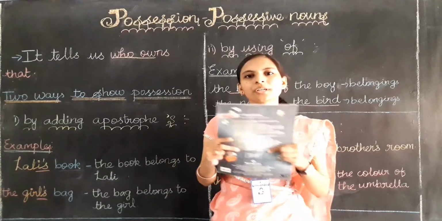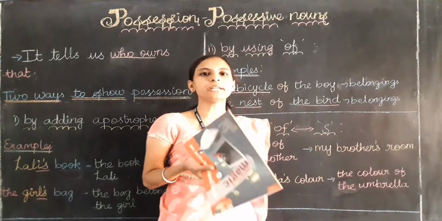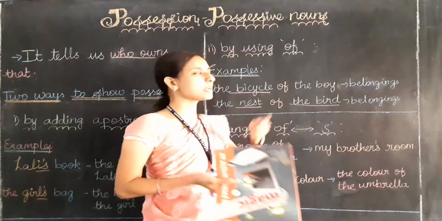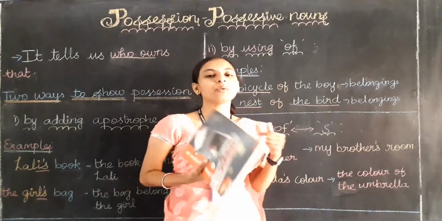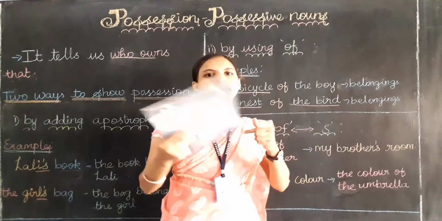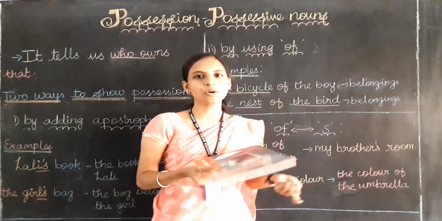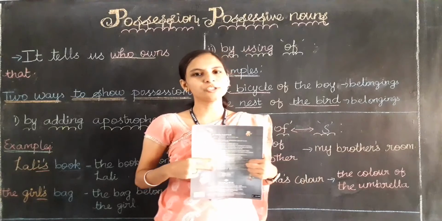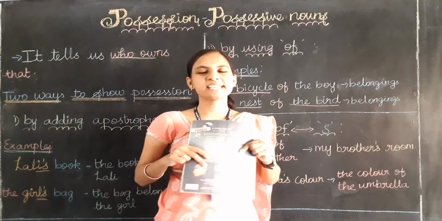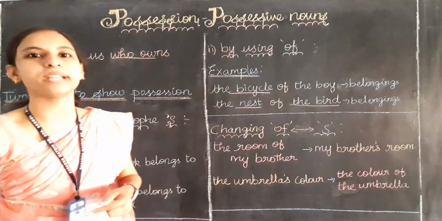Rahul's book. Suppose I am telling you to show the possession by using "of". Then how can you tell me? Yes, you have to tell me the thing name first, like the book, then use "of": the book of Rahul. Isn't it easy? Yes, it is very easy. I hope you are getting me. So let's see more examples.